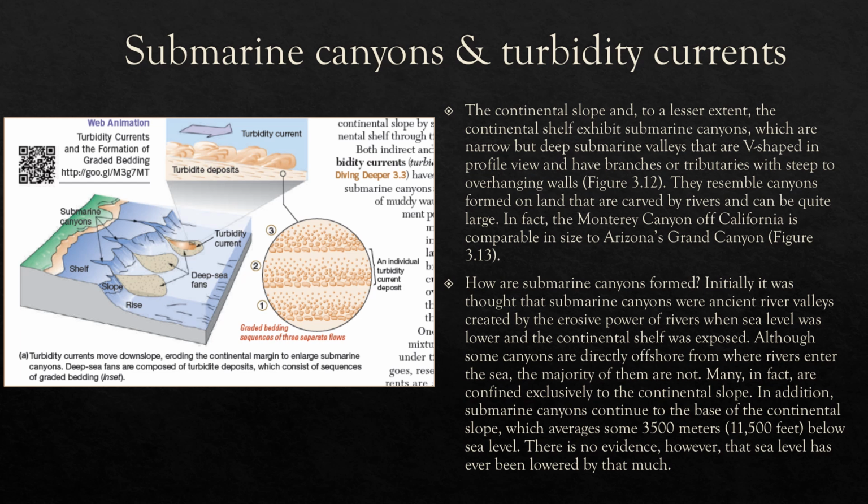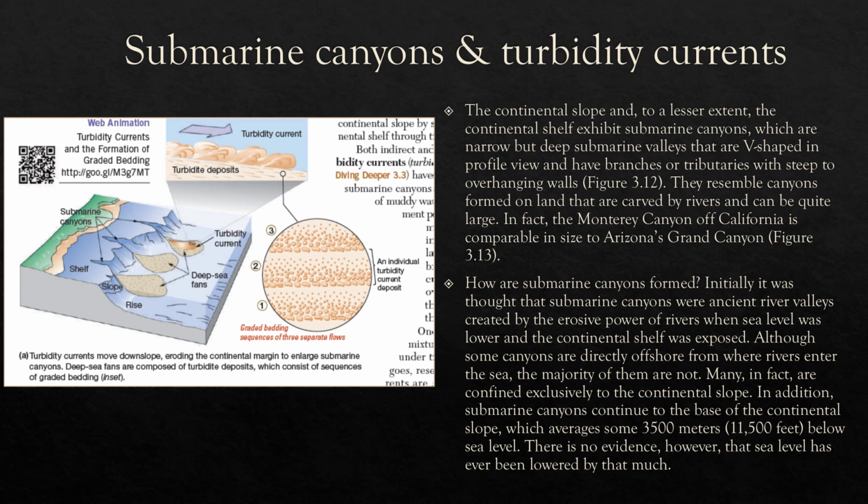You can see in the inset the turbidity currents, where there are graded bed sequences, and there are 3 turbidity current flows. We can see the large grain size at the bottom, and as we move to the top, the finer grain sediments are present. So we have 3 cycles of turbidity, and in each individual current deposit we have a graded bedding sequence from coarser to finer as we move from bottom to top.